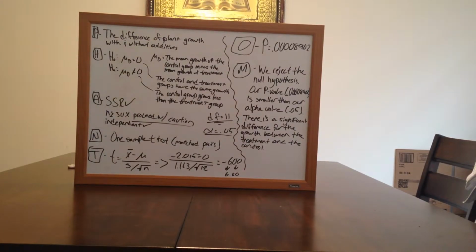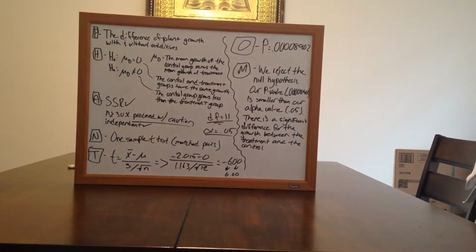So, building from that, we can move on to the H, which is our hypothesis. So I picked mu d, which means the mean of the differences, and the d stands for the mean growth of the control group minus the mean growth of the treatment group. So our null hypothesis is that the difference is equal to 0. That means there's no difference between the mean growth of the control and the treatment group. However, our alternative hypothesis is that the mean difference does not equal 0.